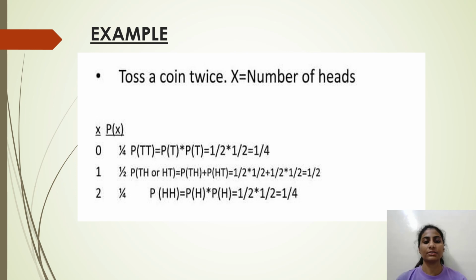When x is equal to 1, the probability of x is equal to the probability of tail head or head tail, that is equal to the probability of head tail plus the probability of tail head, that is equal to 1 by 2 into 1 by 2 plus 1 by 2 into 1 by 2, that is equal to 1 by 2. When x is equal to 2, the probability of head and head is equal to the probability of head into the probability of head, that is 1 by 2 into 1 by 2, that is equal to 1 by 4.